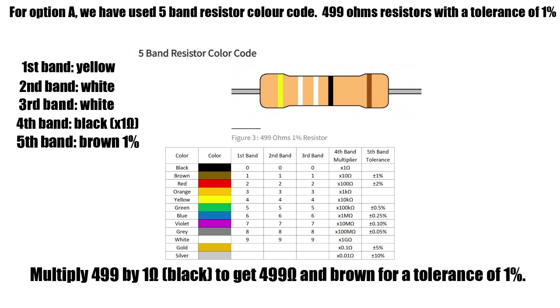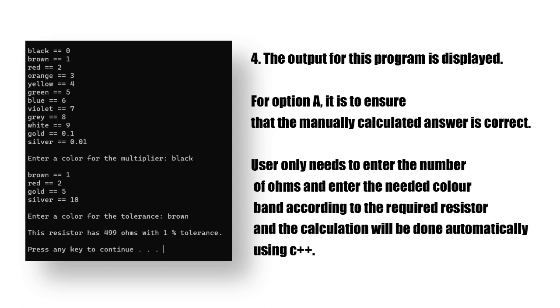The output for this program is displayed. Option A is to ensure that the manually calculated answer is correct. The user only needs to enter the number of ohms and enter the needed color bands according to the required resistor, and the calculation will be done automatically using the C++ program.